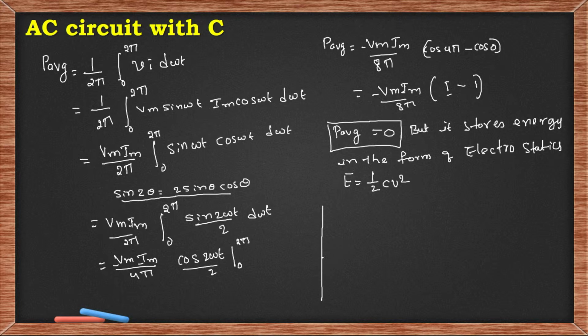Let us consider the x-axis. Along the x-axis is omega t, and along the y-axis first I will draw the voltage. Okay, so this is the voltage. Then next let us consider the current. The current, as we already know, leads by 90 degrees.